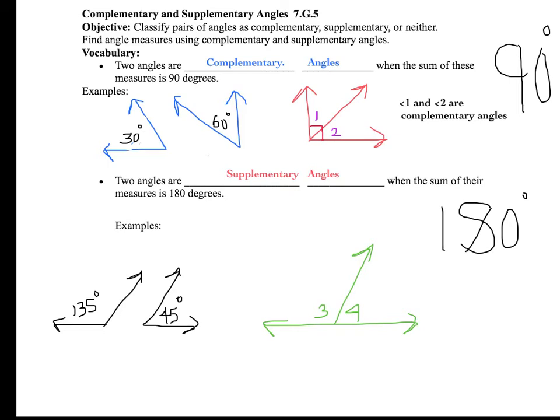Two angles are complementary angles when the sum of these measures is 90 degrees. I want you to notice that angles is plural, so you must have two angles, not just one. Two angles are supplementary angles when the sum of their measures is 180 degrees. So there you have it. Those are your two vocab words, complementary angles and supplementary angles. The next part is that we're going to find angle measures using complementary and supplementary angles.